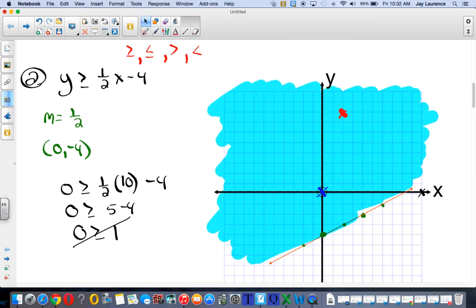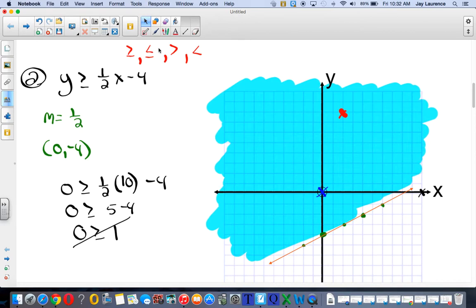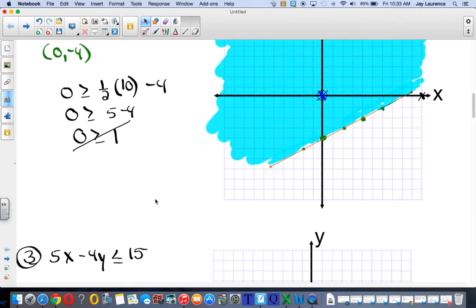So it's pretty simple. It's almost the same exact thing, except you have to remember to shade. Now there is one more part to it, which I'll show you in a minute. But anyway, I'm trying to make my shading just a little more accurate there. You don't have to be perfect, just so you know it's everything above the line. All right, let's go on, try this one here.